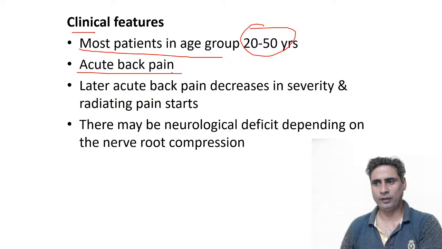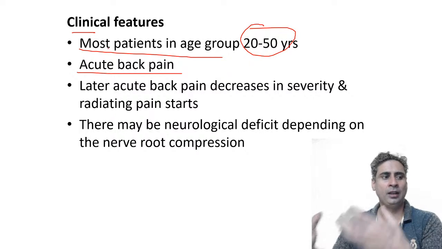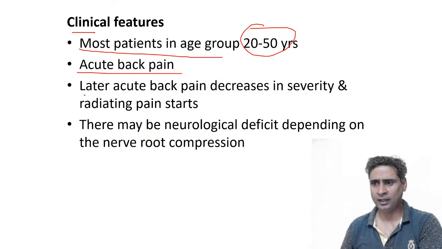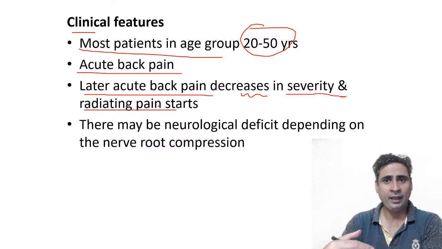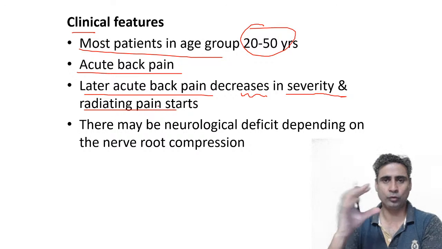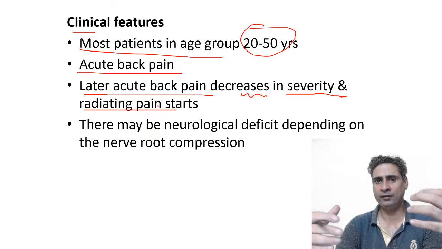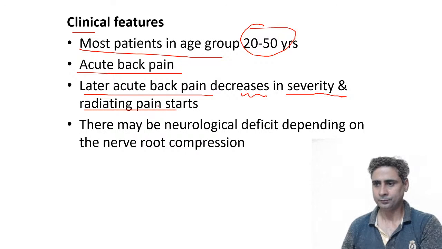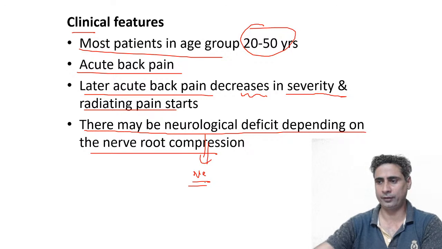There will be sudden onset of acute back pain. Sometimes there may be a history of sudden bending or sudden lifting of weight. Later this acute back pain decreases in severity and there is radiating pain in the distribution of the compressed nerve root. So it will start with acute back pain, but it will end with radiating pain. Back pain will become lesser in severity. And if there is prolonged compression of neurological structures, there may be neurodeficit. The type of neurodeficit will depend on the level of the disc.